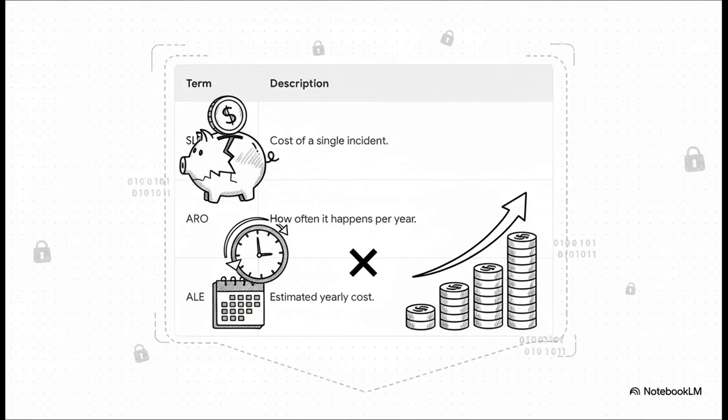How often do we think this might happen? Maybe once every 2 years, so the ARO is 0.5. You just multiply those together, $100,000 times 0.5 gives you an annual loss expectancy, or ALE, of $50,000. And just like that, you've got a hard number you can take to the board.